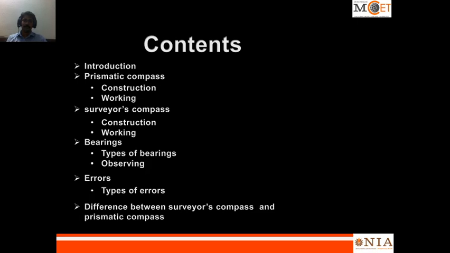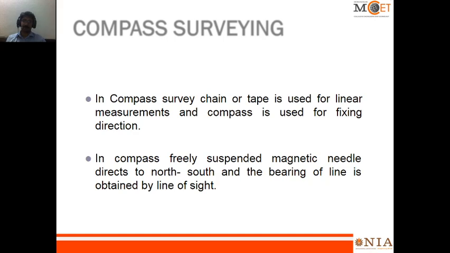So the total content of this PPT will be: introduction about compass surveying, the prismatic compass, its construction and working, the surveyor compass and its working, and their difference. There are some systems of bearing and types of bearing that we are going to see. Then what are the different types of errors, right? So these are the things we are going to see in this content.